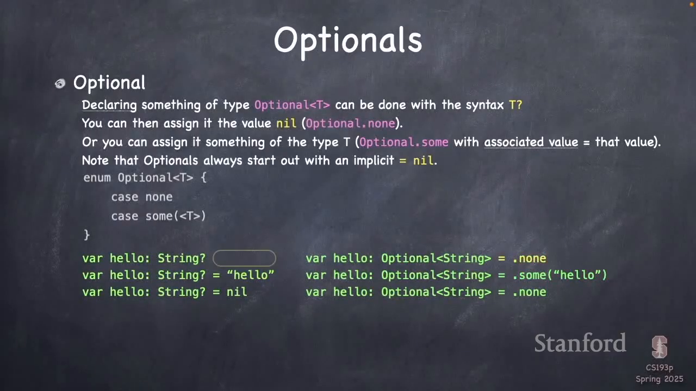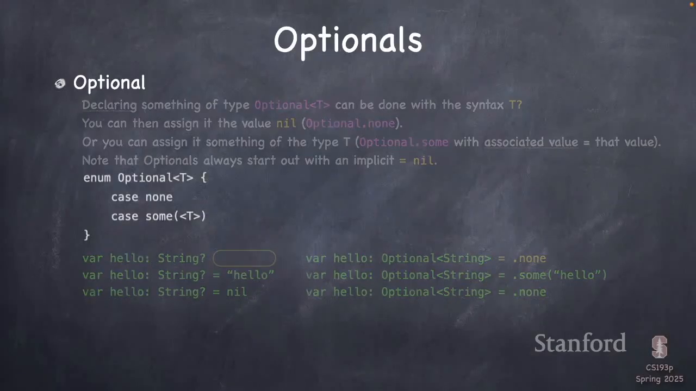One thing that's really interesting about optionals is they're the only type in all of Swift that starts out with a value. All other variables of all kinds have to be given a value from the start, but optional always starts out nil. So if you have a struct and you say var hello colon string question mark, you don't have to say equals nil. It is nil. It starts out as nil.